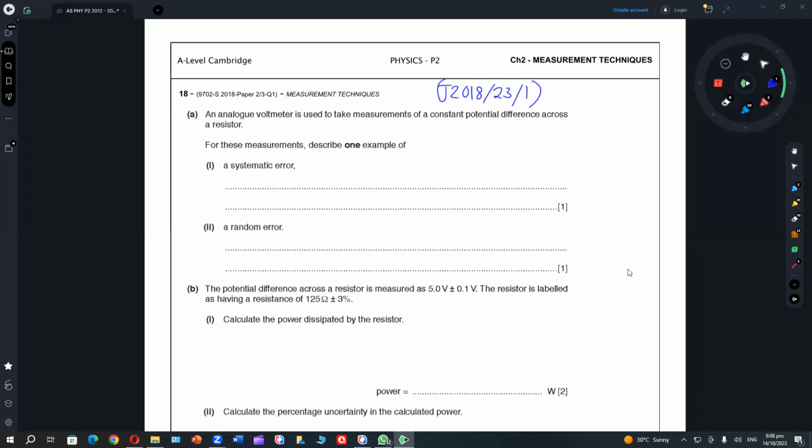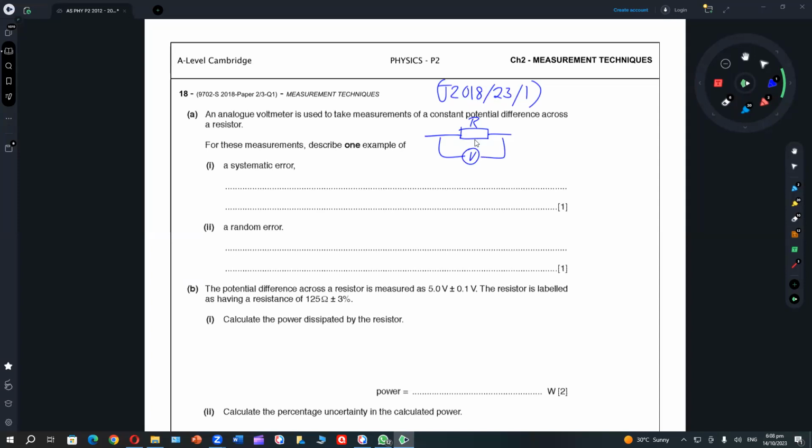But actually, he's asking for systematic error in the voltmeter. Actually, the question says an analog voltmeter is used to take measurement of a constant PD across a resistor. So you have to give the answer regarding this resistor. So I have a resistor like I used to have in O level, and this is the resistor, and I have attached a voltmeter across it.